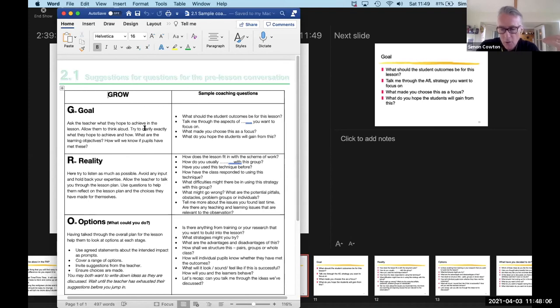Allow the teacher to talk through their lesson plan. It should be based on a plan with clear objectives, clear outcomes, and clear success criteria. The purpose of this part of the conversation is for you to ask the type of questions that help them to reflect on the choices they are about to make. This is a high quality professional conversation. This is not a chat.